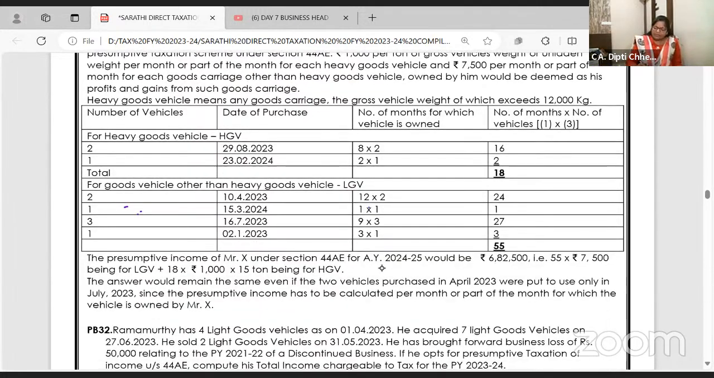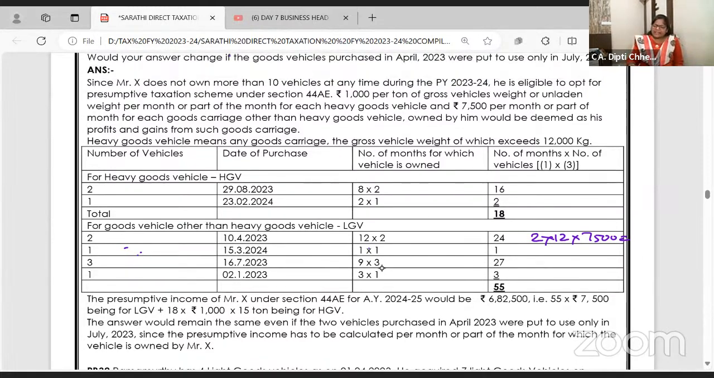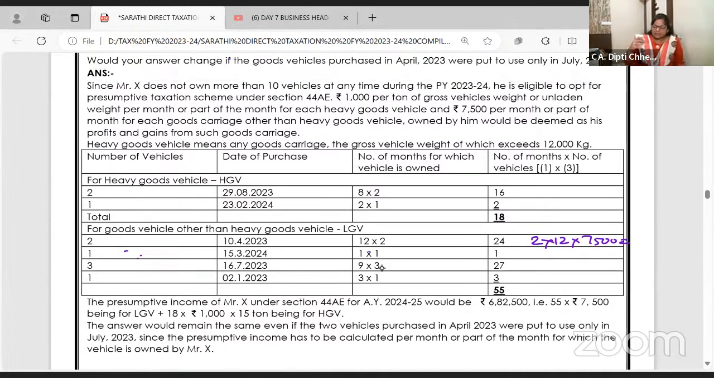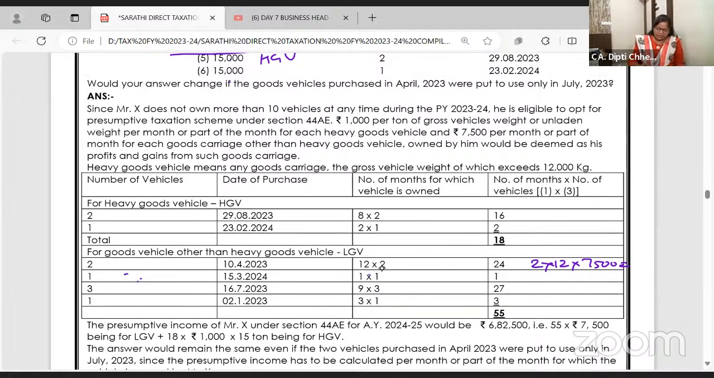Yeah. Ma'am, can we do it in a more simpler way? बिल्कुल कर सकते हैं हम. There's one more simpler way also of doing this. I'll share it with all of you. एक और भी तरीका है. You know, you can do like this. 2 vehicles, 12 months, 7,500. सब एक साथ लिख दो. Abhi we are just calculating the months and number of vehicles, but you can do it like this also together.